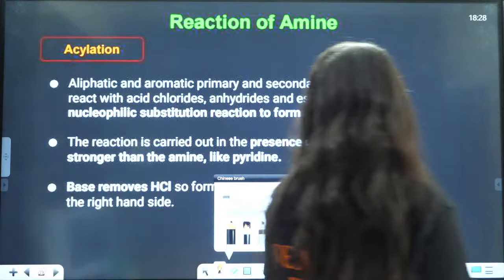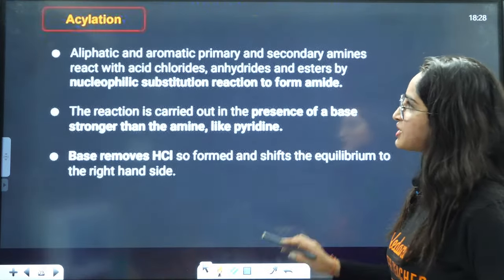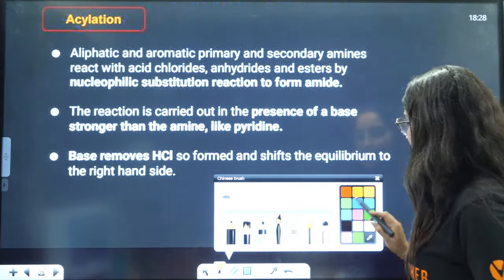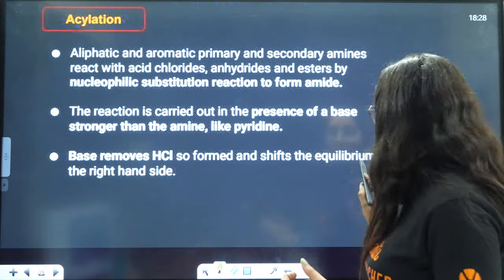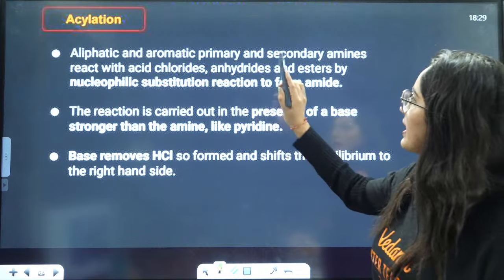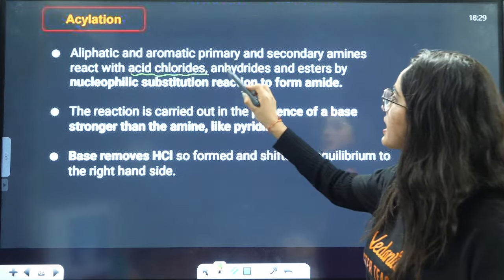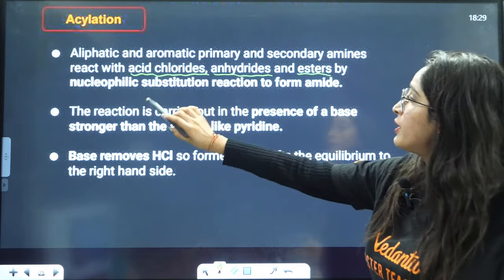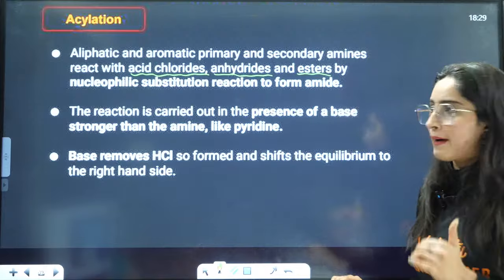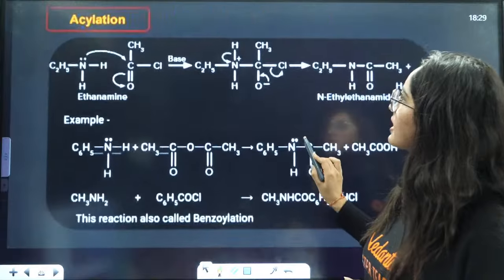Now, next is the reaction of amines. The next reaction is the acylation reaction. Now, what happens in the case of acylation? Basically, an acyl group is added here. So, aliphatic and aromatic primary and secondary amines react with acid chlorides, anhydrides, and esters by nucleophilic substitution reaction to form amides. Let us see the reaction here. So basically this is the acylation reaction.